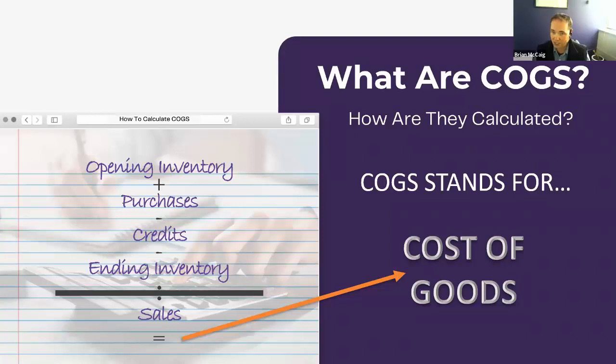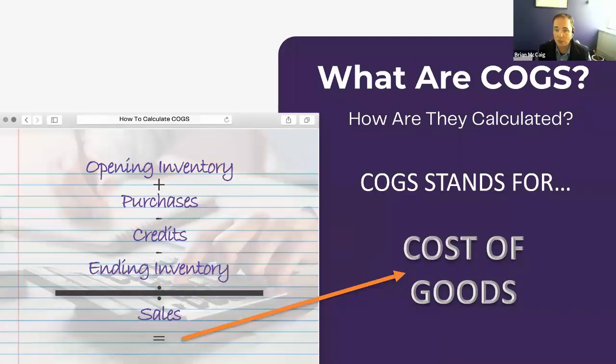Then you have purchases, which are probably the most straightforward. Those are the purchases that you make throughout the week. And you have to figure out and subtract any credits as well. So we're subtracting credits there. And the ending inventory is the dollar amount of inventory you have on your shelves at the end of the accounting period, or at the end of the week for those of you who are counting by the week.